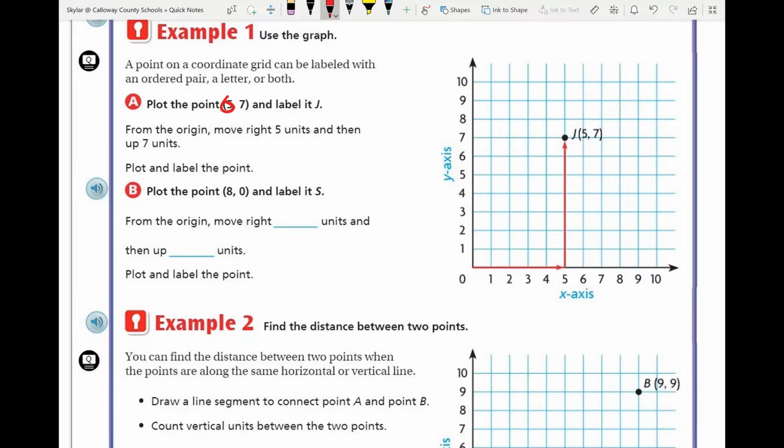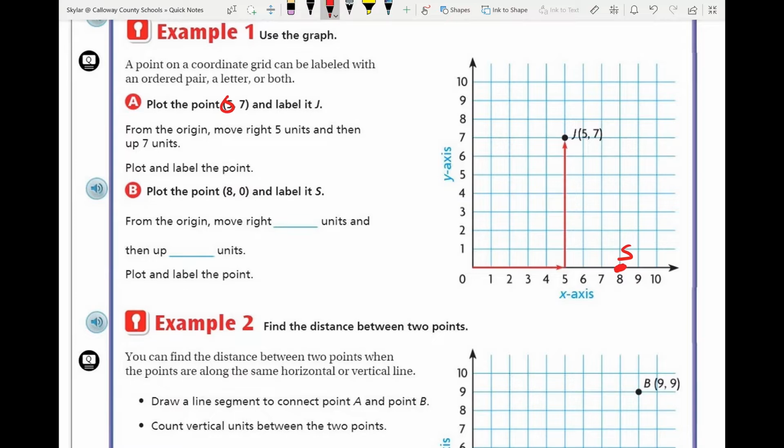You just go over 8. So you go right over here. And since it's 0, we just don't go up at all. So 8, 0. And since it's point S, we will label it S.